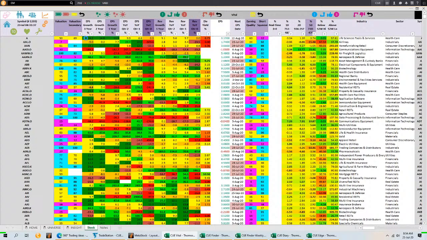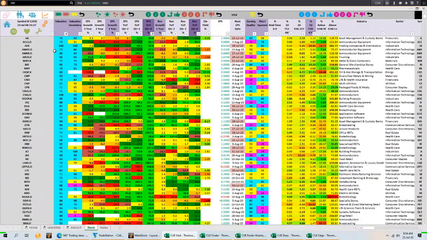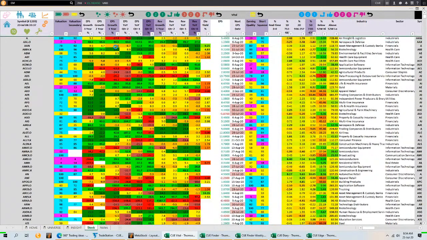Let's do the same exercise again. Undervalued stocks with one quarter earning growth. Another way of doing the same thing, and the easier way that I prefer, is to click the one star green button.